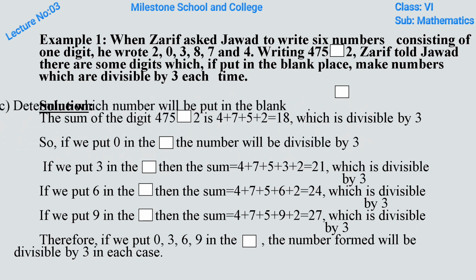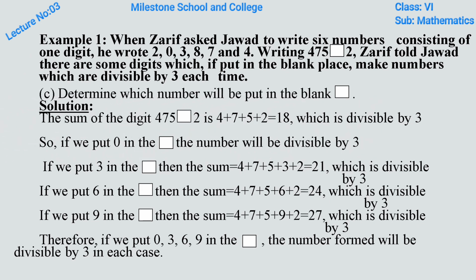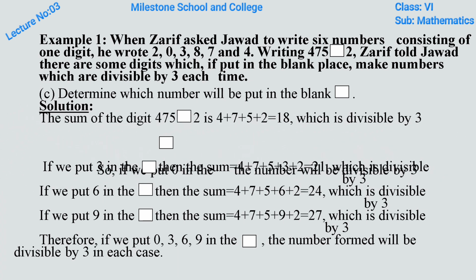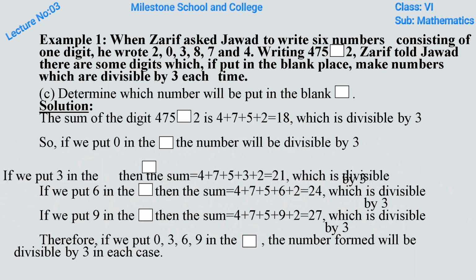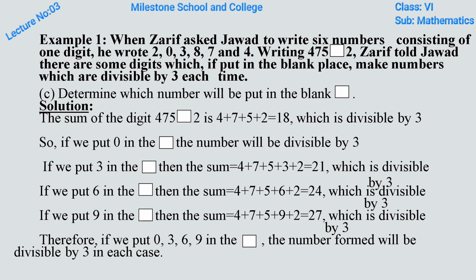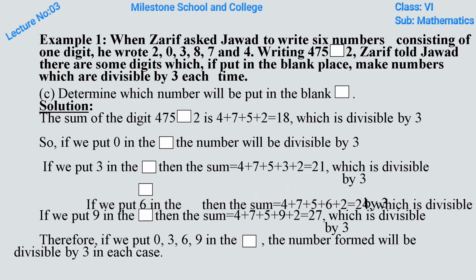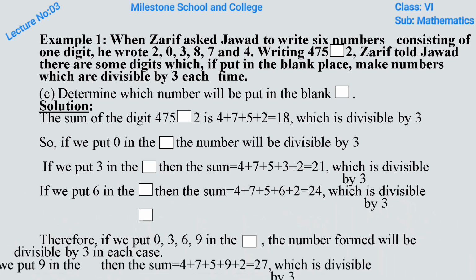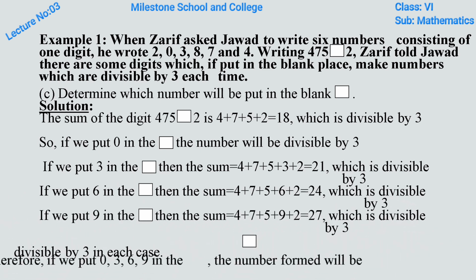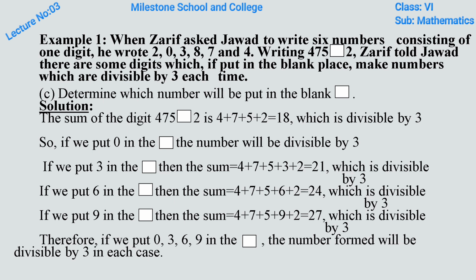This is the stem, and the question number C is, determine which number will be put in the blank place. So in here you can see, after doing the summation of this number, if we put 0, it will be divisible by 3. If we put 3, it will be divisible by 3. If we put 6, it will be divisible by 3. And if we put 9, it will also be divisible by 3. So therefore, if we put 0, 3, 6, 9 in the blank place, the number formed will be divisible by 3 in each case.